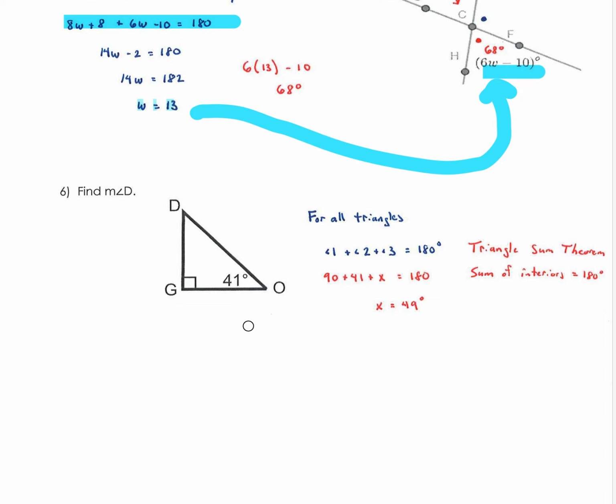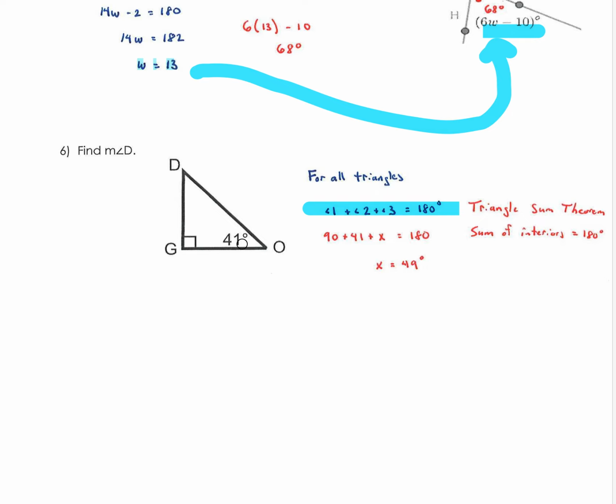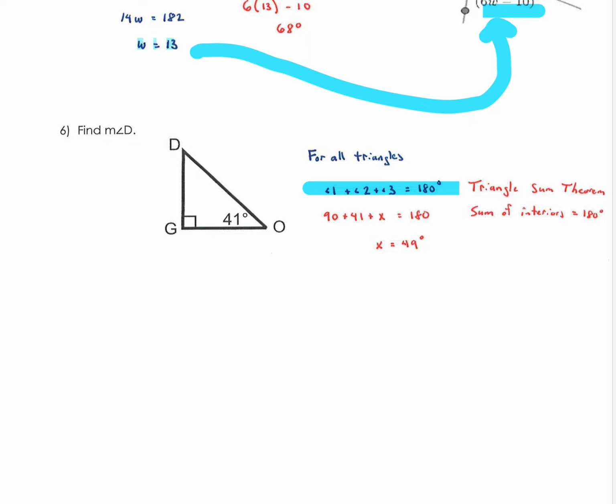That's the easiest one. Remember, for all triangles, this is true. Take the three angles, add up to 180. So 41 plus 90 plus what equals 180, and we can subtract and get, oh, that angle must be 49. I'm going to call that the triangle sum theorem. The sum of the three interior angles has to be 180 degrees.